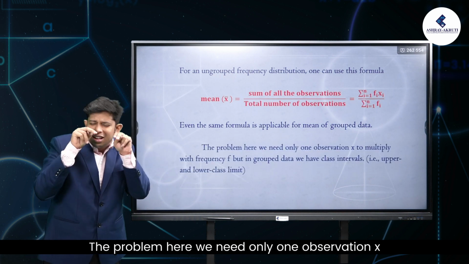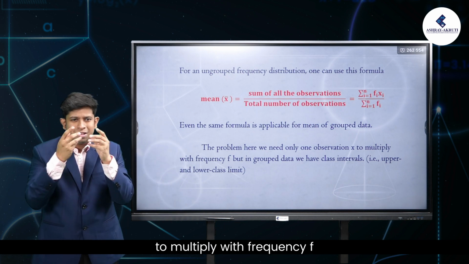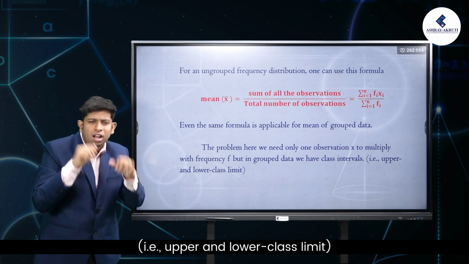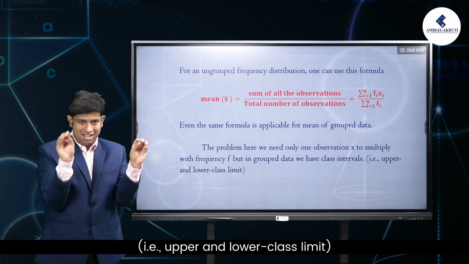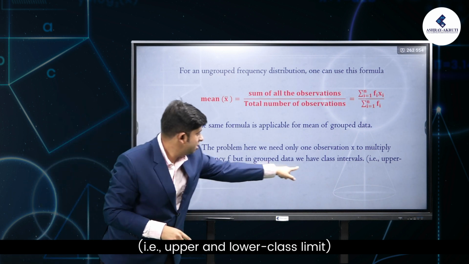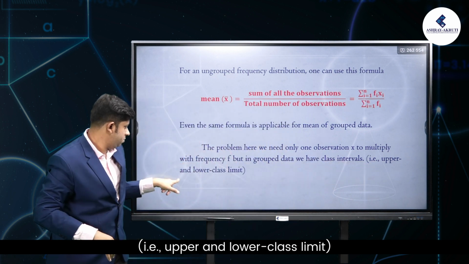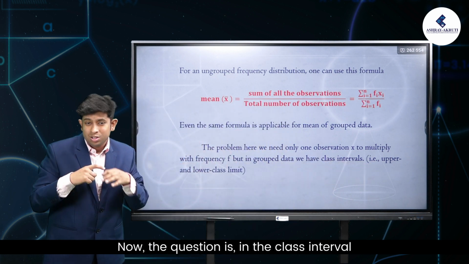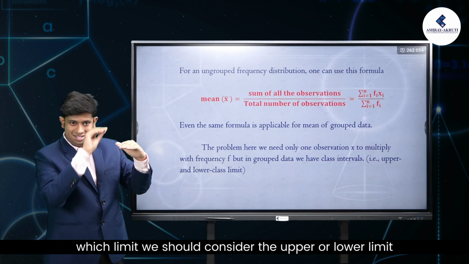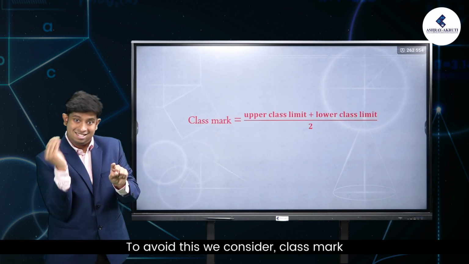The problem here is, we need only one observation x to multiply with frequency f, but in grouped data we have class intervals, that is upper and lower class limits. Now the question is, in the class interval, which limit should we consider, the upper or lower limit? To avoid this, we consider class mark.